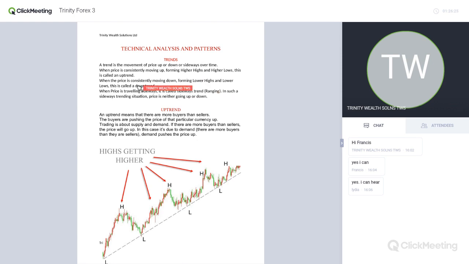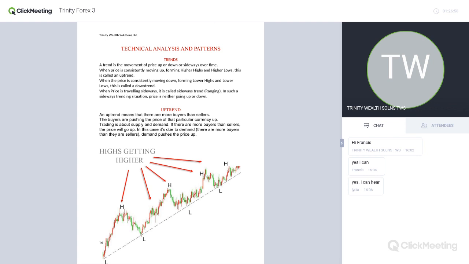We're saying a trend is the movement of price up, down or sideways over time. I'm sure you know from the general meaning of the word trend. It means something is taking a particular direction. It's trending this way, right? So when you talk about a trend in Forex, we're saying the price is moving either downwards, up or sideways. And sideways, we also say it is ranging, yeah? From up to down, but within a particular range of prices.